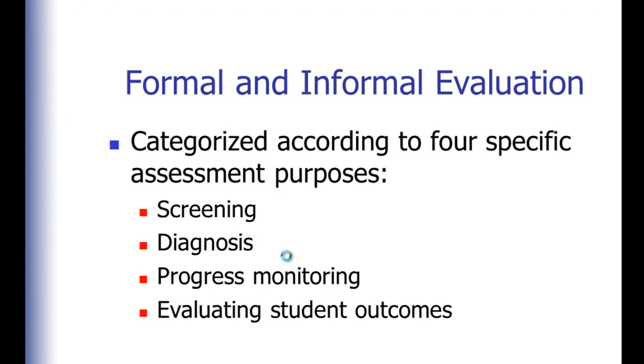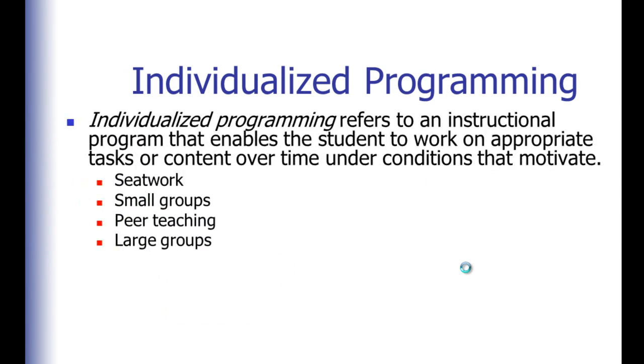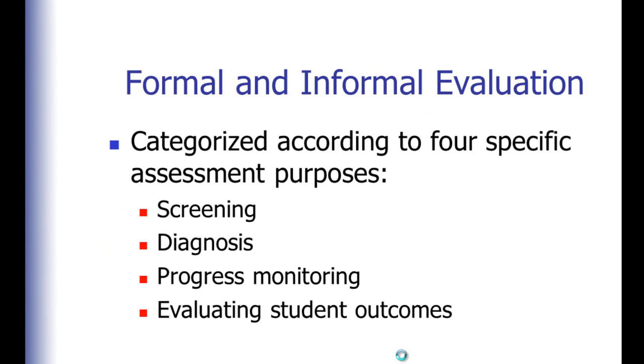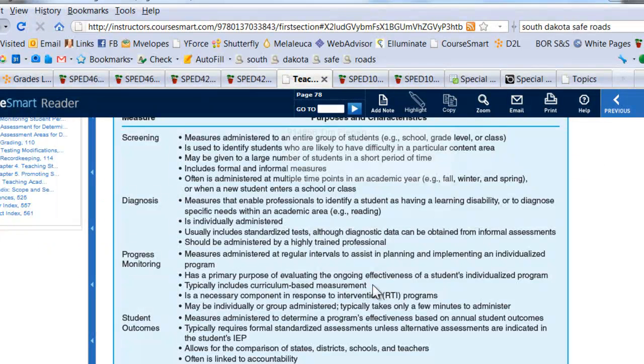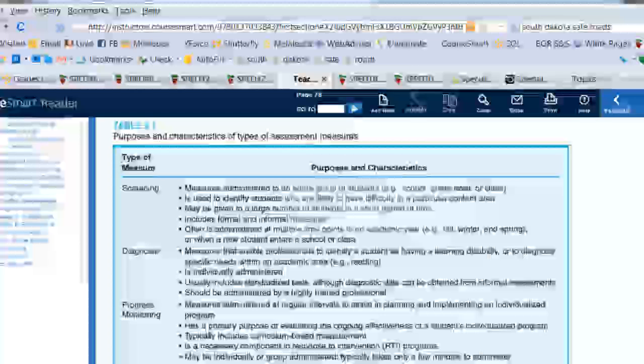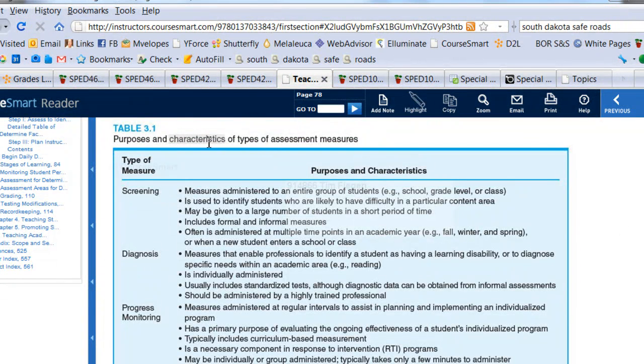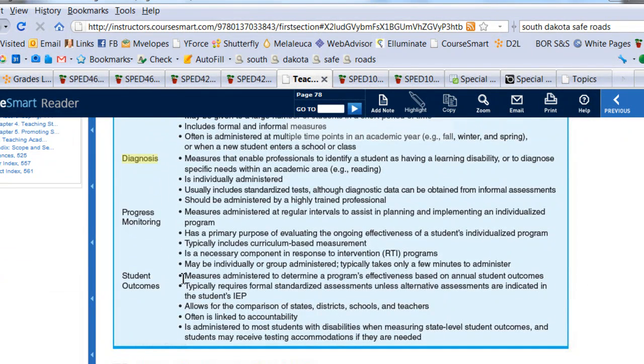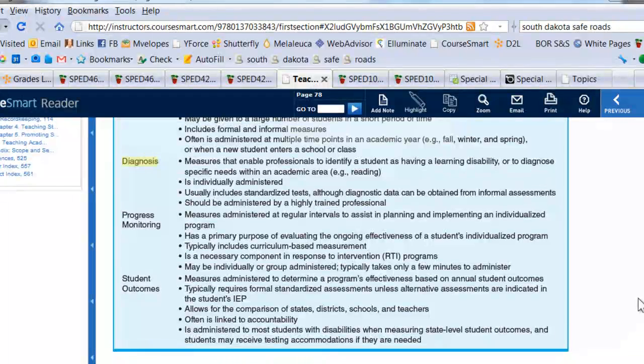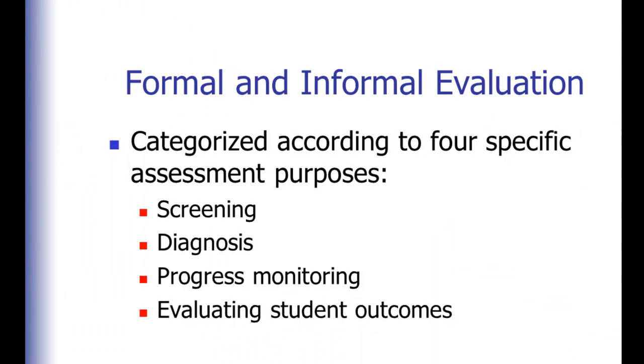So some categories of this are screening, diagnosis, progress monitoring, and evaluating student outcomes. Let me spend a little more time on this a second here. And this here is out of your textbook on page 78. It talks about these purposes and characteristics of the types of assessments, like a screening tool versus a diagnosis tool versus a monitoring tool versus those student outcomes. So those are those purposes of that.